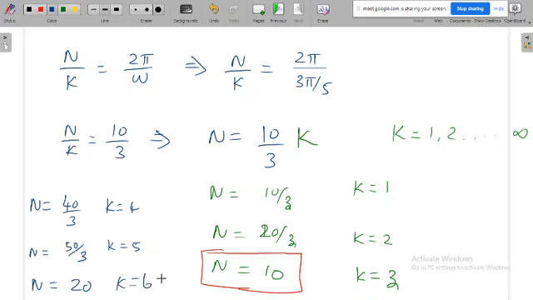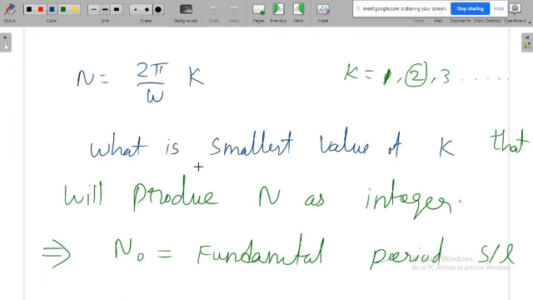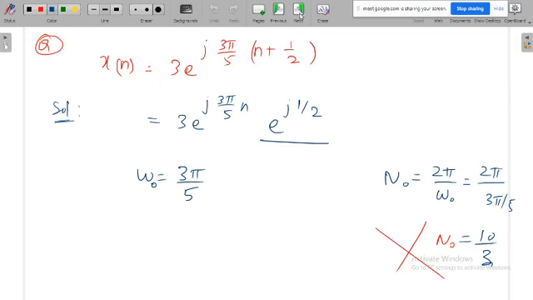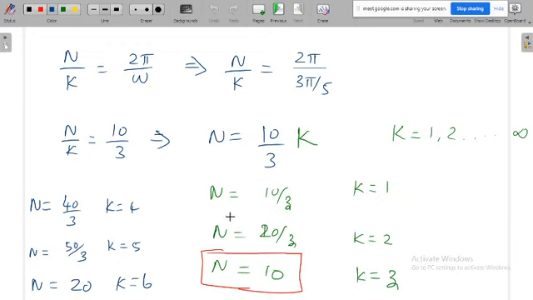So that means when I put k equal to 3, I get an integer, and when I put k equal to 6, I also get an integer. That means if this signal is periodic with 10, then it is also periodic with 20, and with 30, 40 and so on. But out of these, which one is the fundamental period? The fundamental period is only n equal to 10, because in the definition I told you the smallest value of k that will produce n as an integer, that n naught we choose as the fundamental period. So for this, n is equal to 10 is the answer.